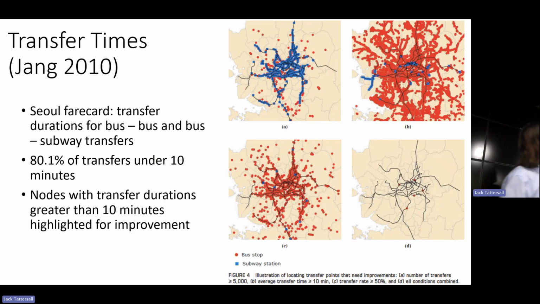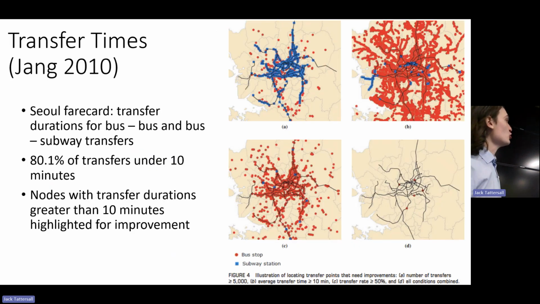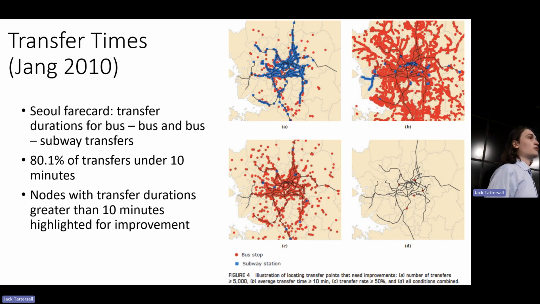Most interestingly, Jang in Seoul used tap-in, tap-out data from the electronic fare card system in the Seoul metropolitan region to assess transfers between buses and between the bus and the subway system in Seoul. In Seoul, you have to tap on and off of buses and on and off of trains at the station fare gates. So using the time between someone tapping off one service and tapping on another service, he could work out and highlight transfers for improvement.